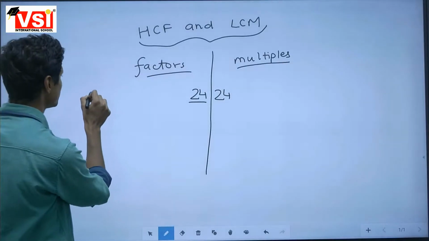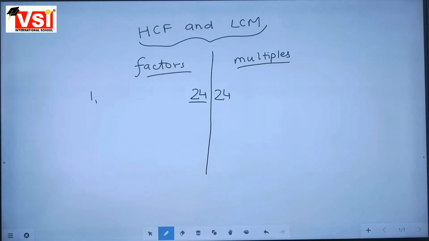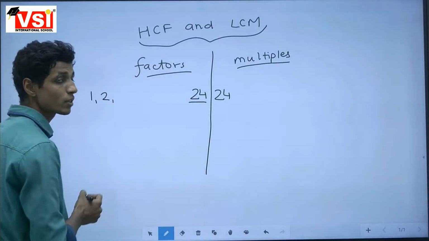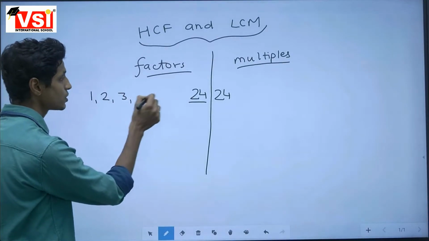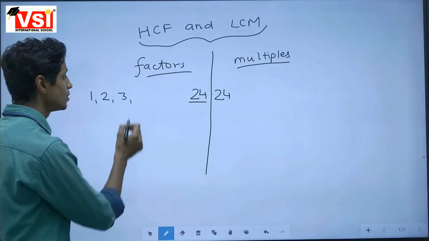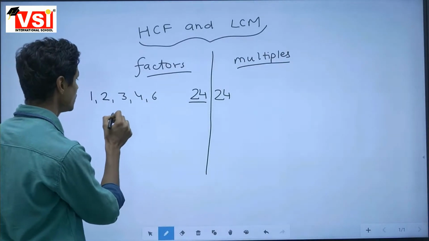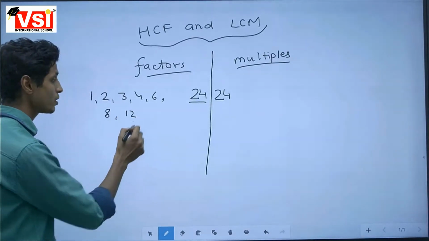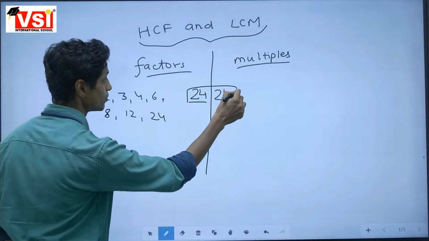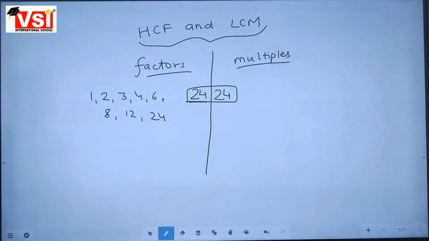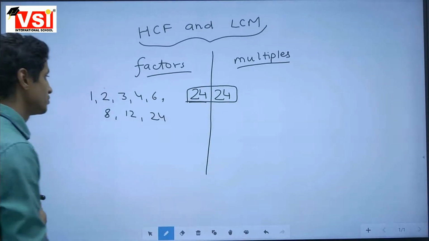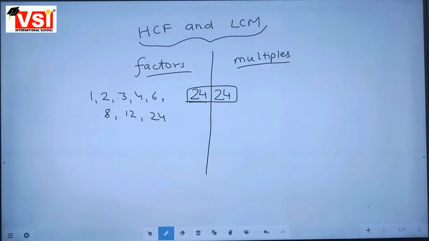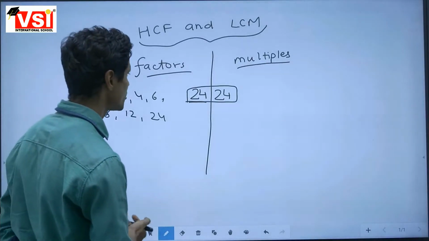If you say 1 is the factor of every number, because 1 divides any number completely. So 2 will be the factor of 24 because 2 divides 24, and 3 because 3 divides 24 8 times, and 4, then 6, then 8, then 12, and 24 also, because any number divides itself also, right? Likewise 24 divides 24 one time. Another example, 32 divides 32 itself one time, right?